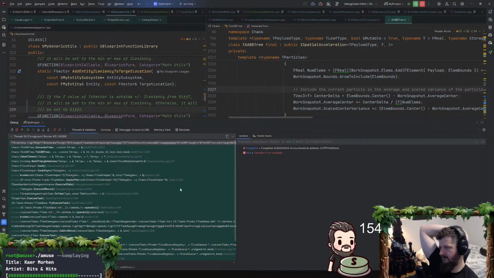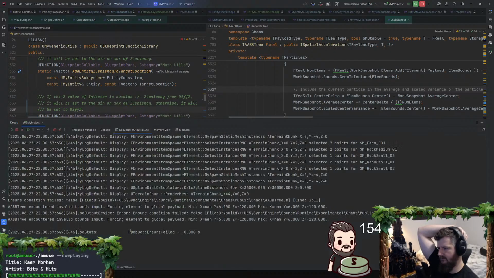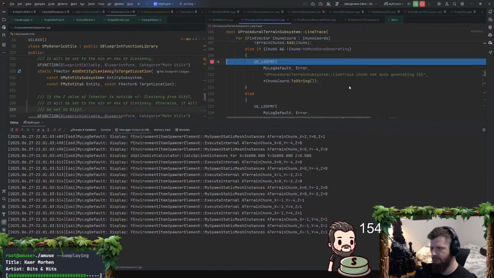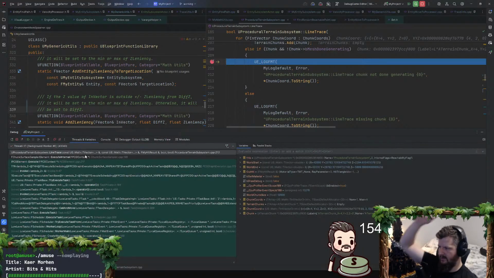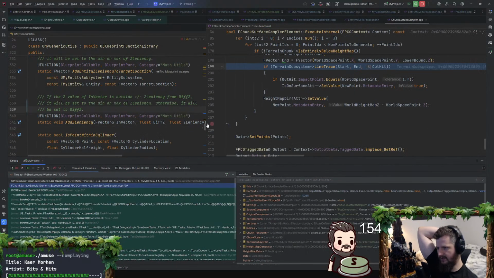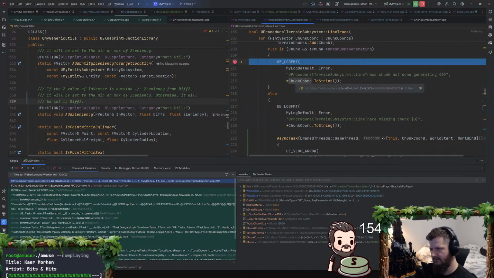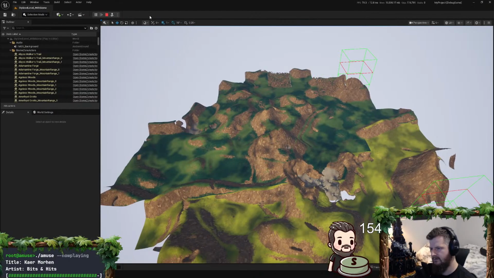AABB tree encountered invalid bounds input. Wonderful. Okay, why is this happening? You're not supposed to run until the mesh is done generating. I wonder if that's probably related to the... We've got a missing chunk. We need to rebuild.